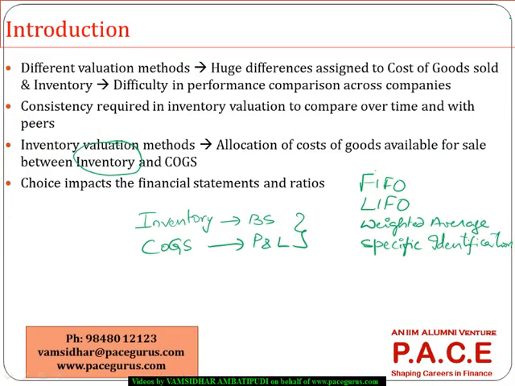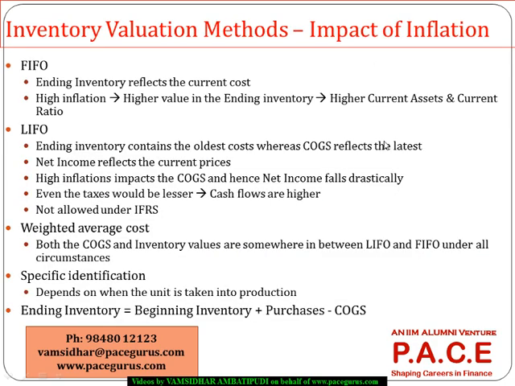Now, whatever mechanism the company is following, there should be consistency in the mechanism. Consistency is very much required, and that will help the analyst to compare the performance of the company across time and also with peer companies. And once the method changes, it will impact the ratios and hence probably the investment decisions also.